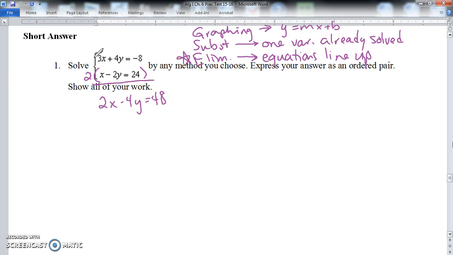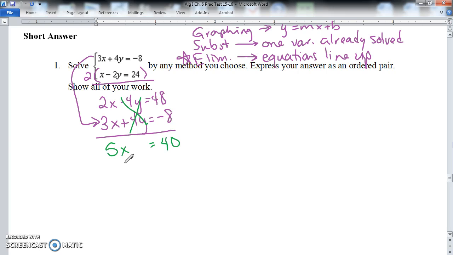And up here, this equation, I'll just rewrite it down here. We have 3x plus 4y equals negative 8. Now if you'll notice, if we were to add these two equations together, we would have negative 4y plus 4y, and that is canceled out. 2x plus 3x is 5x. 48 minus 8 is 40. And dividing both sides by 5 gives us x equals 8.